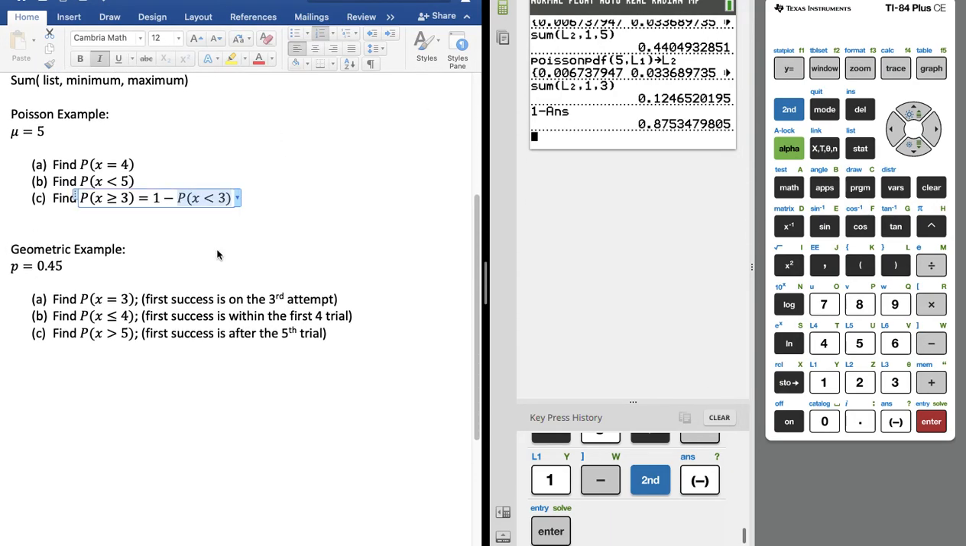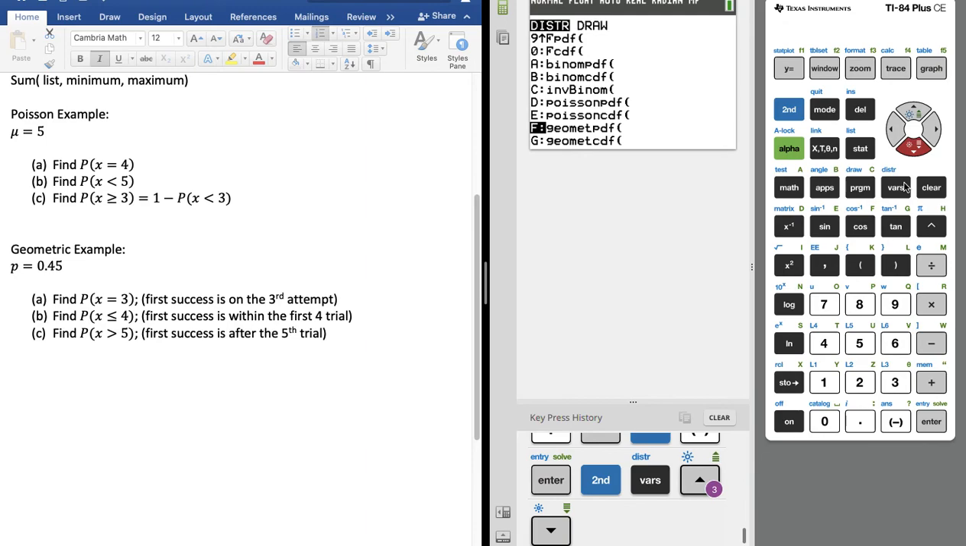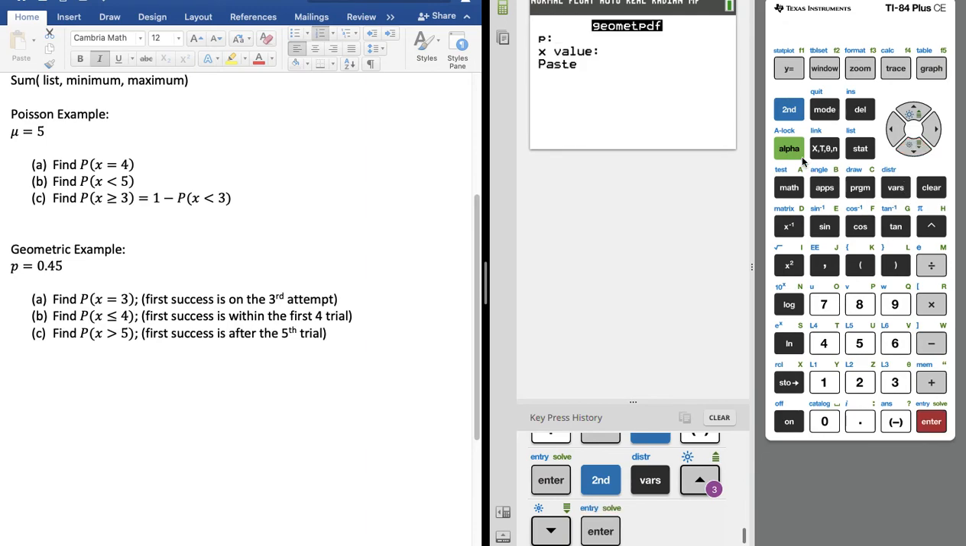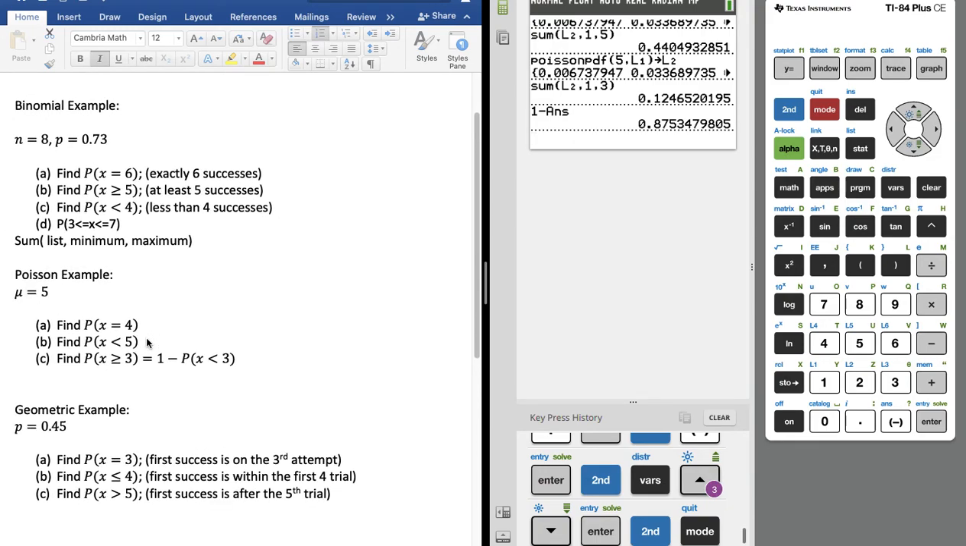Okay, so I'm going to leave the geometric example to you guys. However, you can access the geometric distributions the same way. It's right here. You're simply going to type in the probability of success, x value, and so on. Remember, geometric distributions are the exact same as the binomial distributions. The only difference is that here we're talking about the first success, where here we're talking about a certain number of successes. So we'll only ever have one success on the geometric. We're looking at multiple successes here.